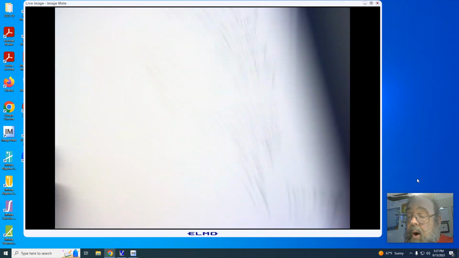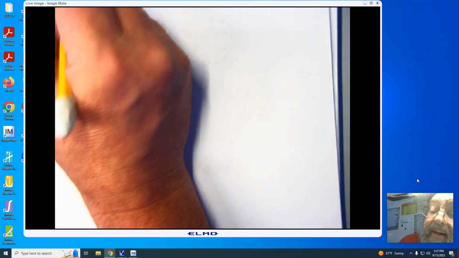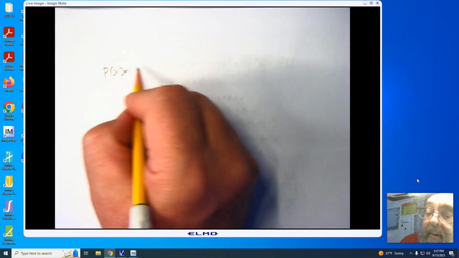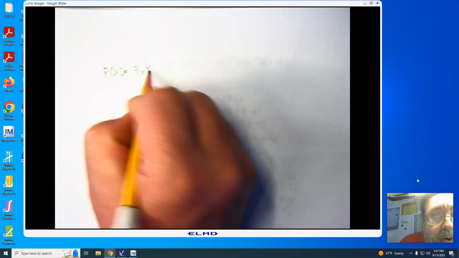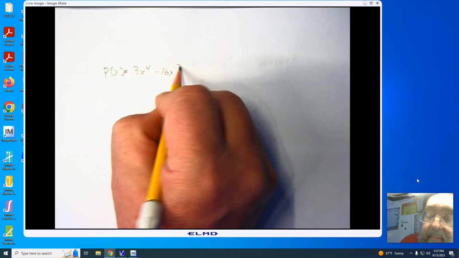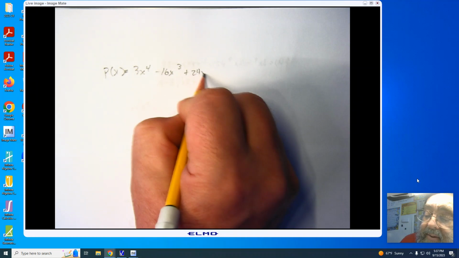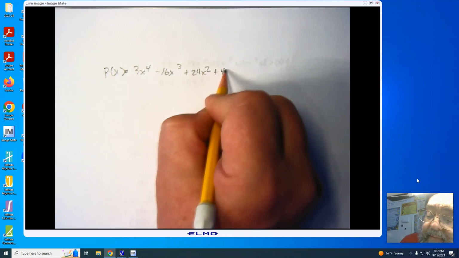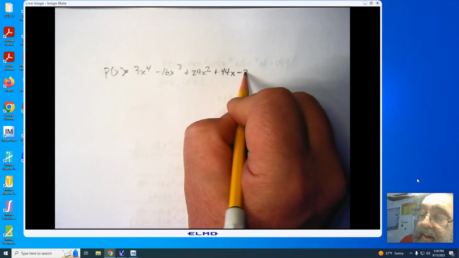Let's take a look at one more, because these can be tricky. Let's go ahead and take a look at number 12, or p of x. And p of x is going to equal, let me make sure you can see it, 3x to the 4th minus 16x cubed plus 24x squared plus 44x minus 39.